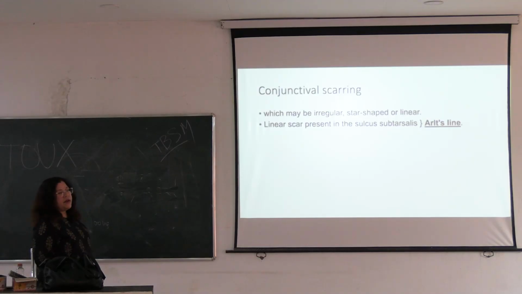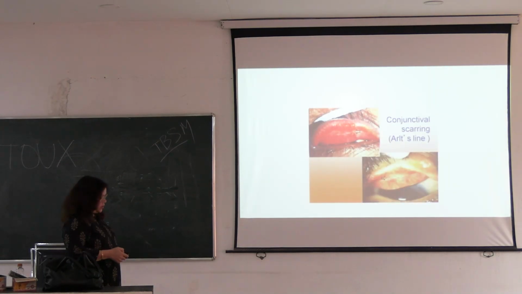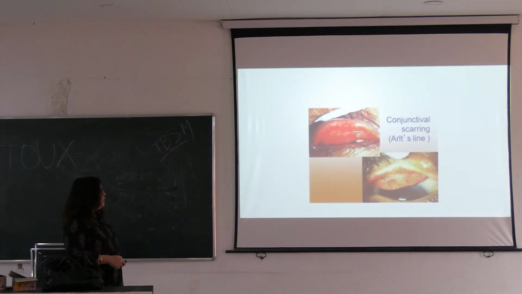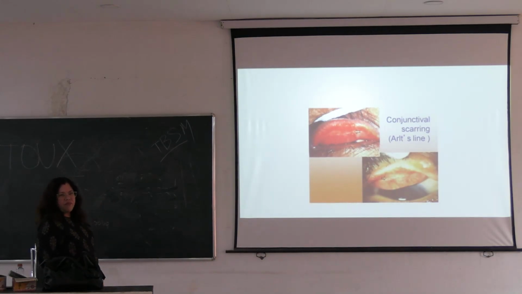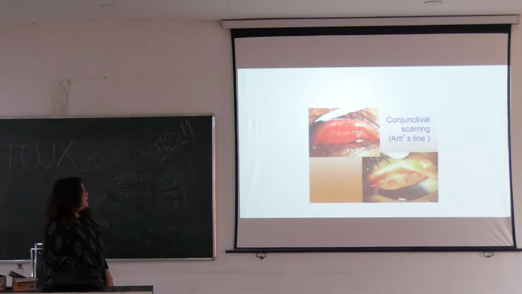Then conjunctival scarring. It is also present in the upper palpebral conjunctiva. This scar is irregular, star-shaped or linear. That is called especially Arlt's line. It is present in the sulcus subtarsalis. Here are some features. This is conjunctival scarring. Here this one is the scarring. When it is present, it is due to the sequelae of trachoma, and this is an important sign of trachoma.